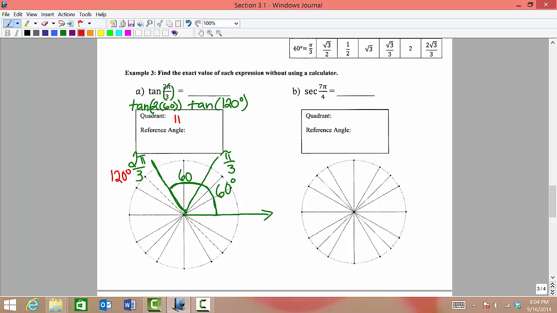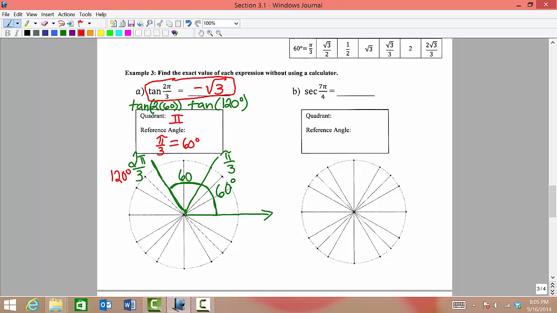So we are in quadrant 2. Just by looking at it, we can tell that our reference angle is pi over 3. And 120 degrees, we also know, has a reference angle of 60 degrees. So if my reference angle is 60 degrees and I'm in quadrant 2, then we know the sign and the number for the tangent of 2 pi over 3. We're in quadrant 2, so tangent is negative, and the tangent value of 60 degrees, or pi over 3, is the square root of 3. So our answer would be negative square root of 3.